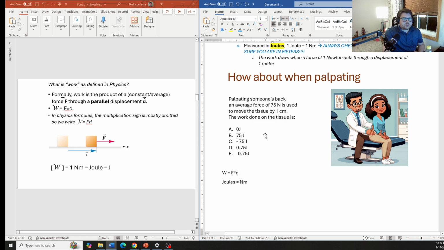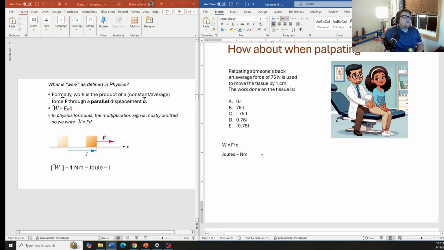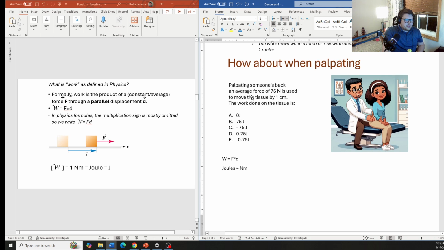This is an example question. I will say this picture shows bad etiquette. Never really sit behind your patient like that if you can avoid it. I don't like this picture personally. I think it shows improper etiquette when palpating a patient. However, it's just a cartoon. So moving on.